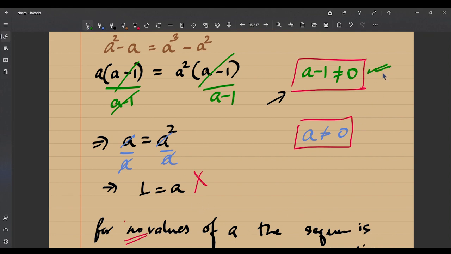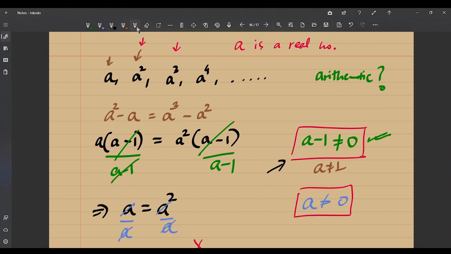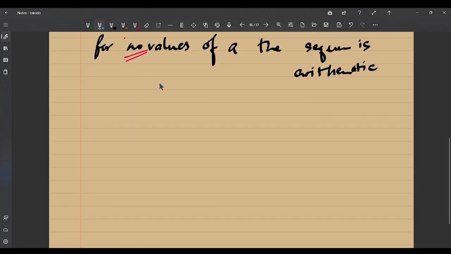So already we have that a minus 1 is not equal to 0, which means what? A is not equal to 1, and a is not equal to 0. So two values of a are very shady. And now I could have done this at the starting of the video. I could have just substituted a is equal to 0 and 1 and looked at the sequence, but I think this was more fun. So now if I look at the sequence again, I found out what the problematic cases were.